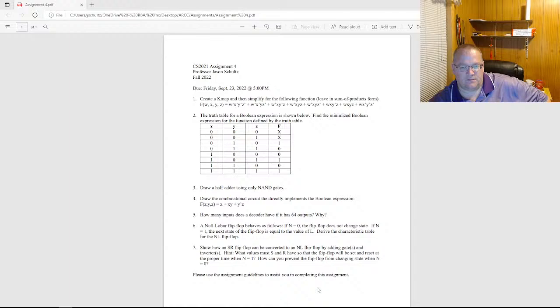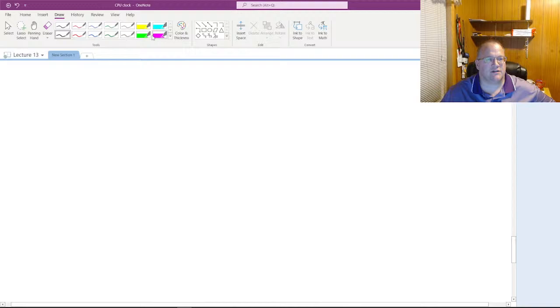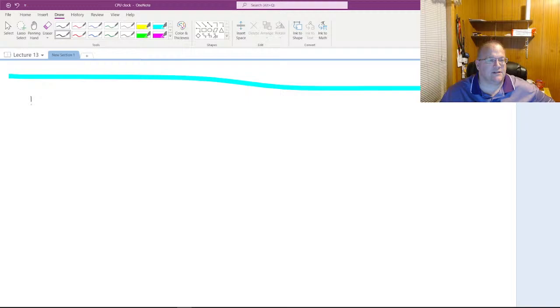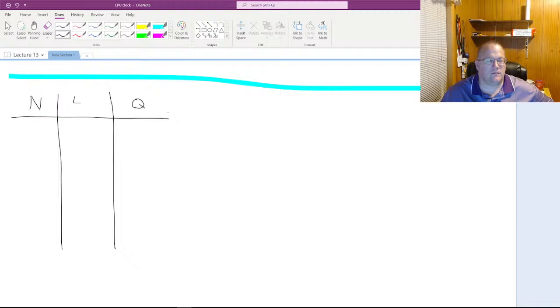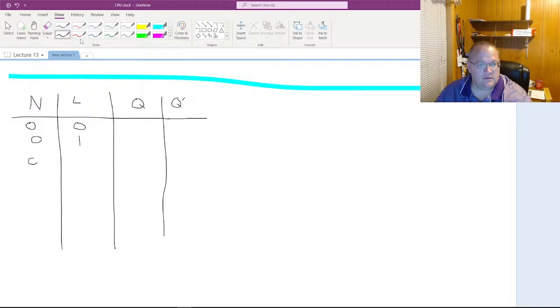So for the characteristic table, you're going to draw a table. I'll give you an example, just the stub for it here. I'll say this is N. This is L. And this is Q. Right, if they're both zeros, then what do I want to happen in these situations? My outputs. And then I go back and say, all right, let's look at this one. What is that one going to do? And then what's that going to do? And that will help you answer 7. So if you get 6 right and can answer that, that'll help you with 7.